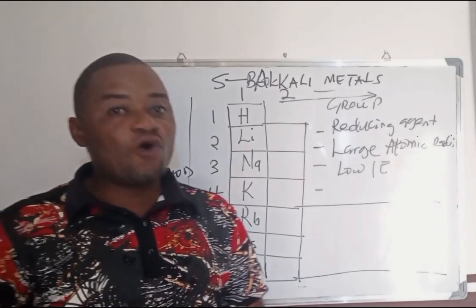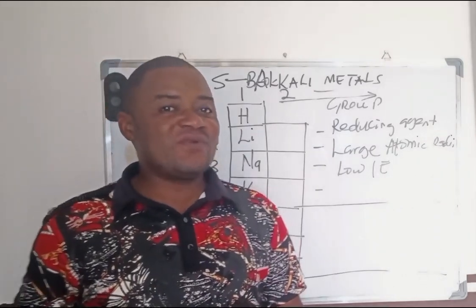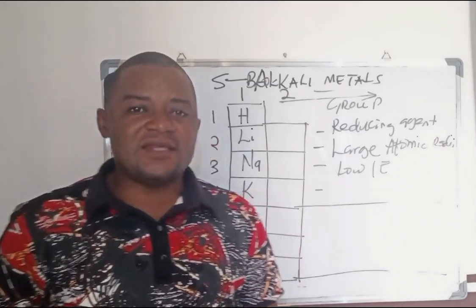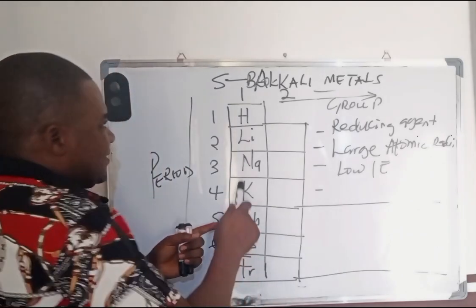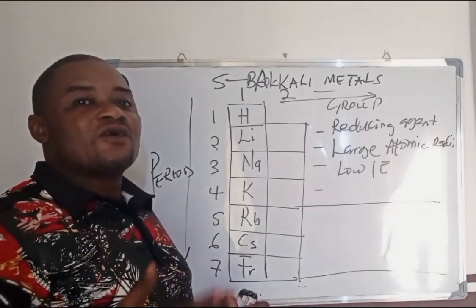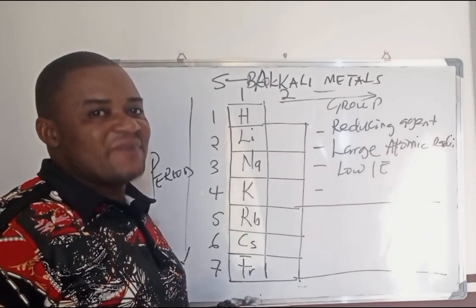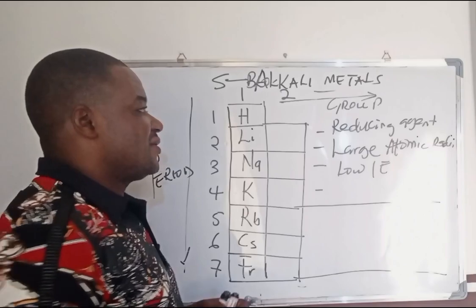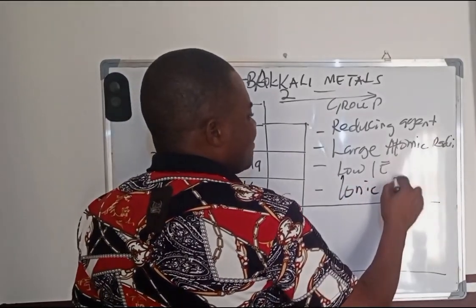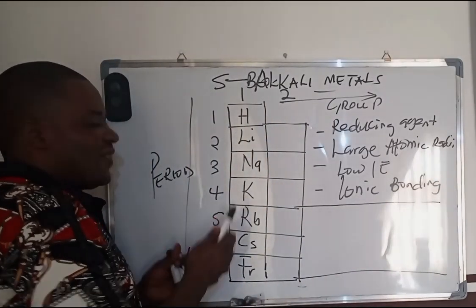So they can form compounds with non-metals. And these compounds they form with non-metals are always ionic in nature. So these alkali metals always form what? Always form compounds that are alkaline compounds with non-metals, and they always exhibit ionic bonding. So they exhibit what? Ionic bonding. That is the beauty of alkali metals.